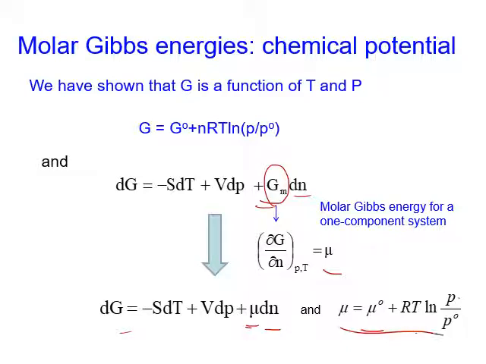Now this equation comes from the first one. If we divide by the number of moles, then Gibbs energy becomes molar Gibbs energy, which is the chemical potential.